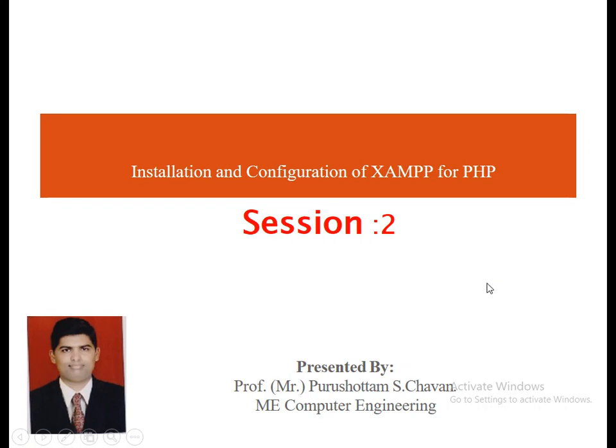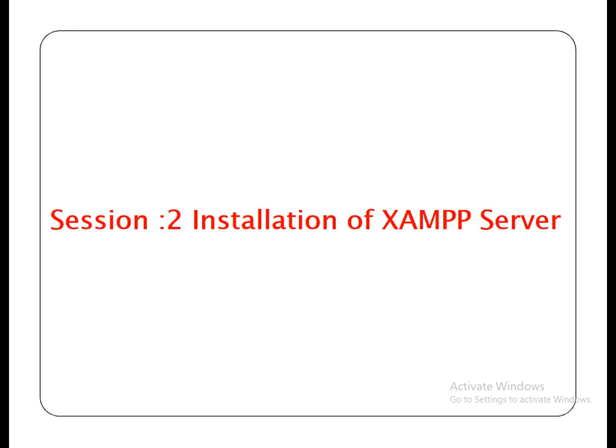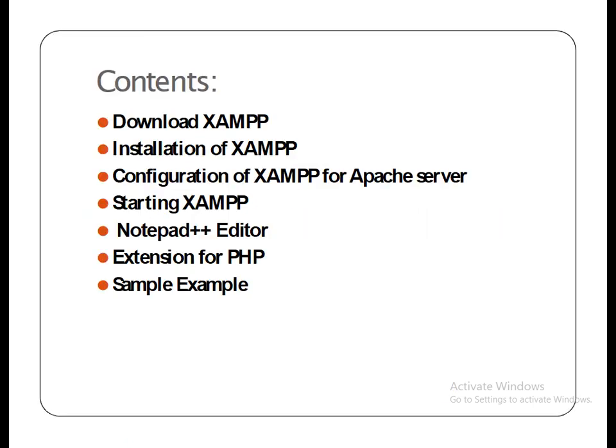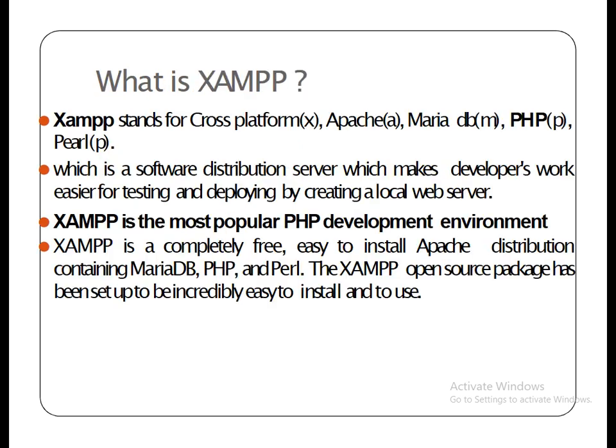Welcome to all. In session 2, we try to cover the installation and configuration of XAMPP for PHP. Myself, PS Chavan, MA Computer Engineering. Installation of XAMPP server: first we need to download XAMPP, second we have to install XAMPP, then configuration of the XAMPP Apache server. Starting with XAMPP, we also look at the Notepad++ editor, the extension for PHP, and a sample example.